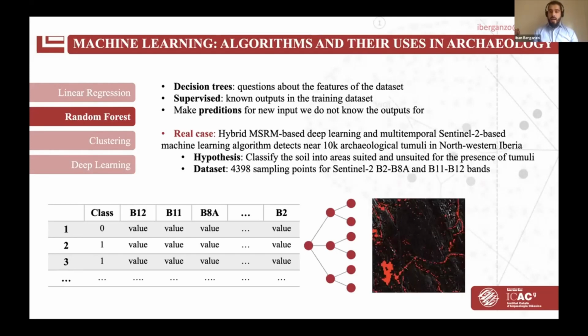and then we obtain an image where we can see the places that are suited for presence, the black ones, and in red, the unsuited. So now we can search better for the tumuli in the suited areas.